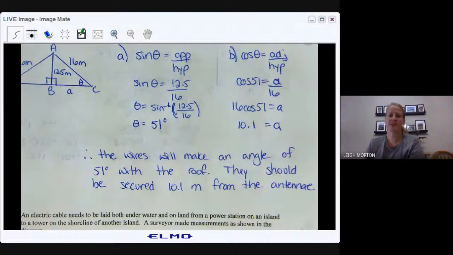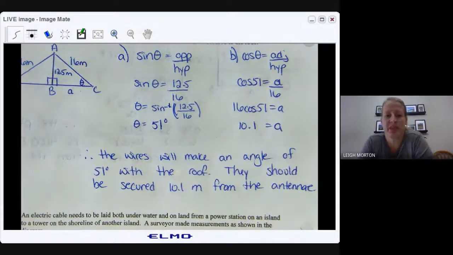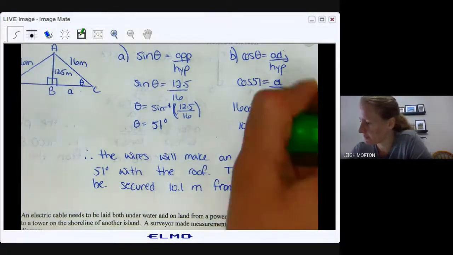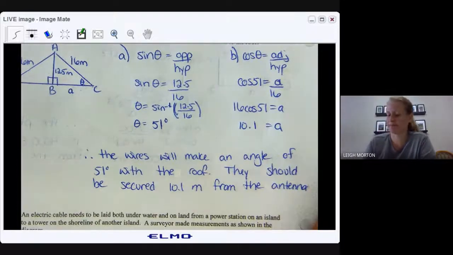So therefore, the wires will make an angle of 51 degrees with the roof, and they should be secured 10.1 meters from the antenna. That's singular, antenna.